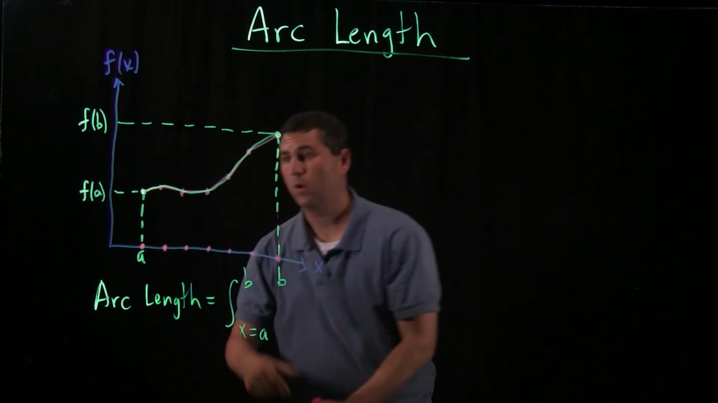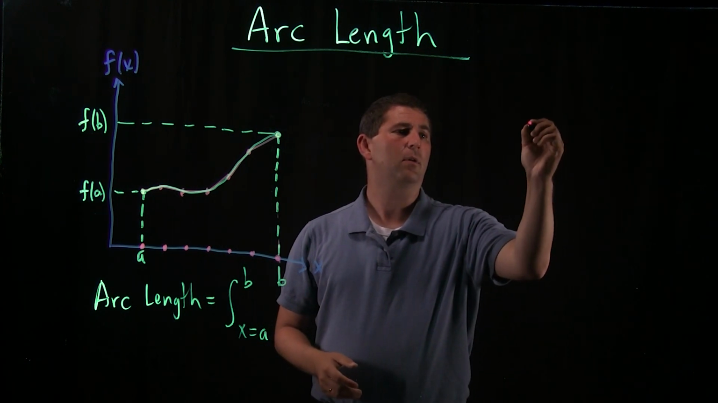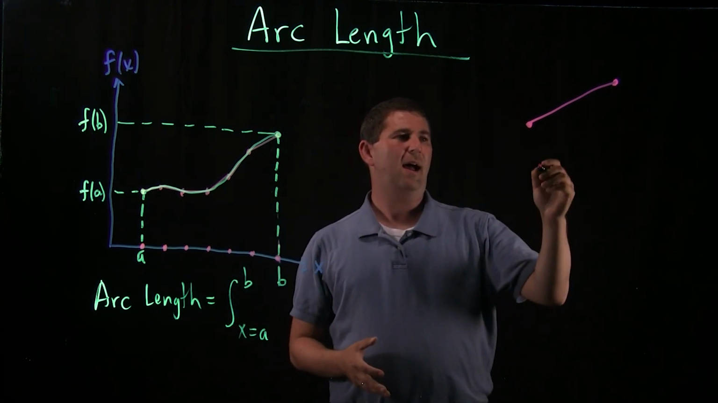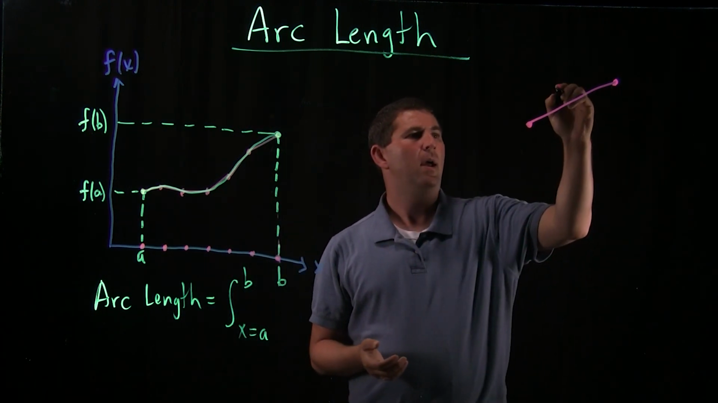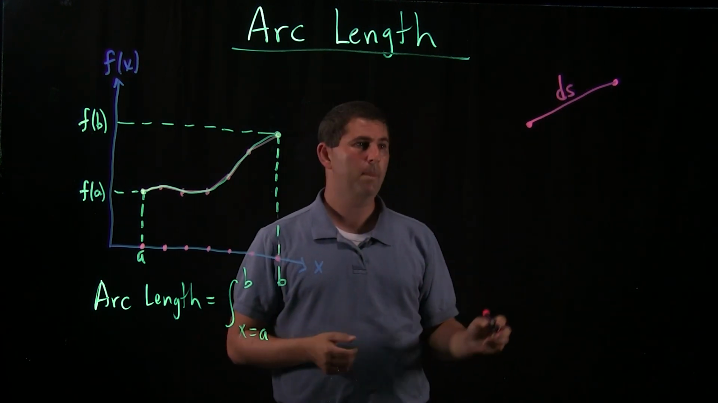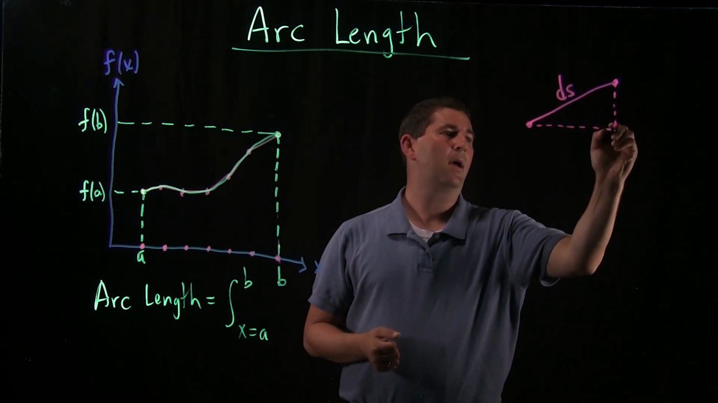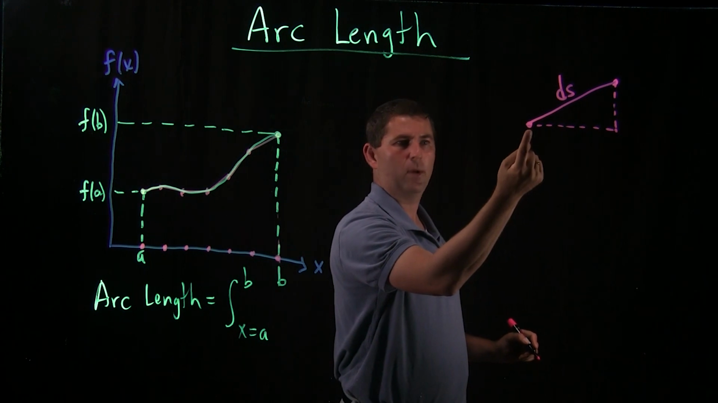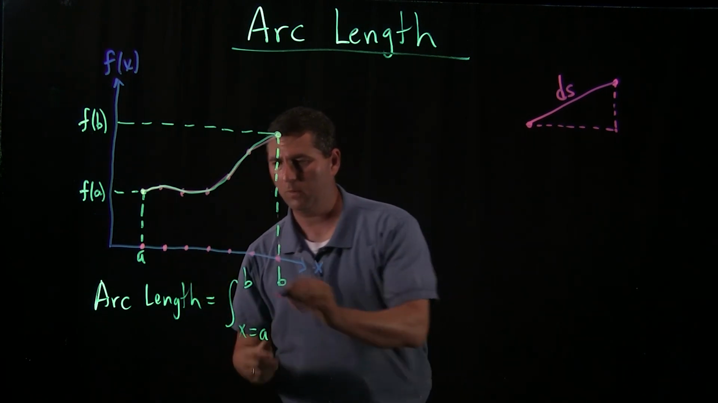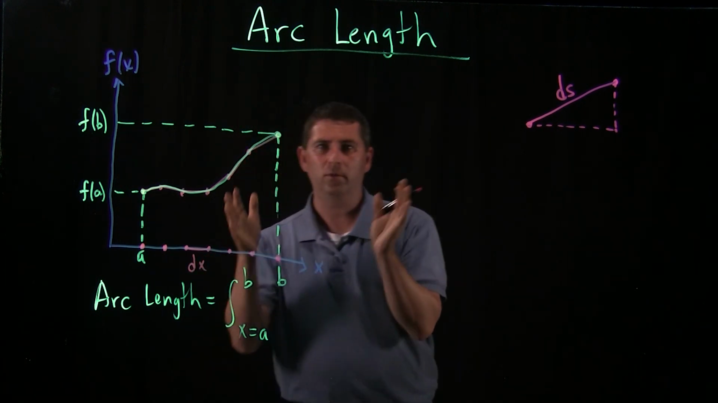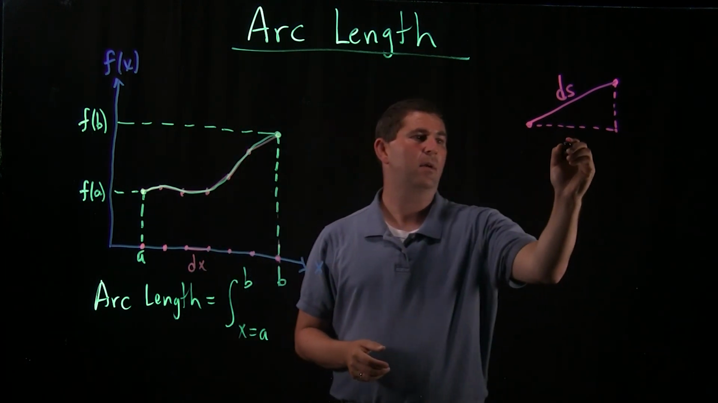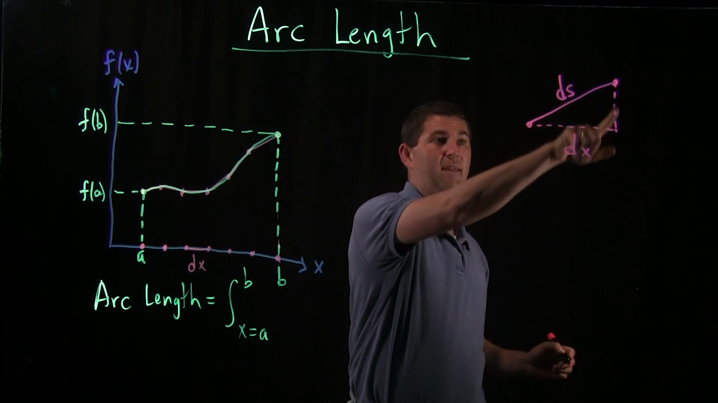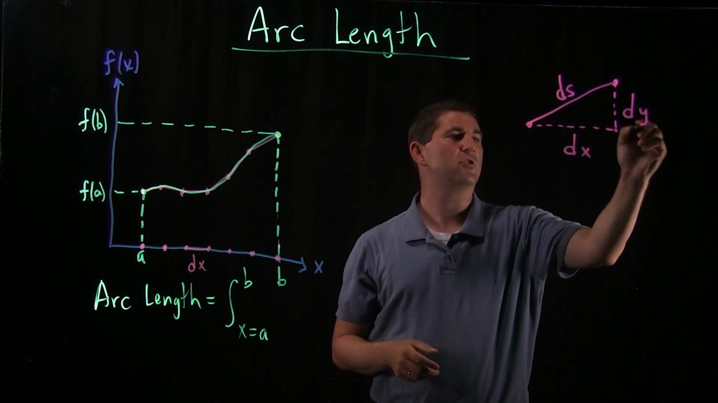So let me take one of these little segments and draw it over here. Let's say we had sampled at 2 points and connected the dots, and I don't know how long this is, but I'm going to give it a name. I'm going to call it ds. Now, if I make a little right triangle here, the distance between the input points, that's this distance over here. We always gave that the same name: as it got smaller and smaller, we called it dx. Now, if I change the x, the y coordinate changes, and we'll call that change dy.